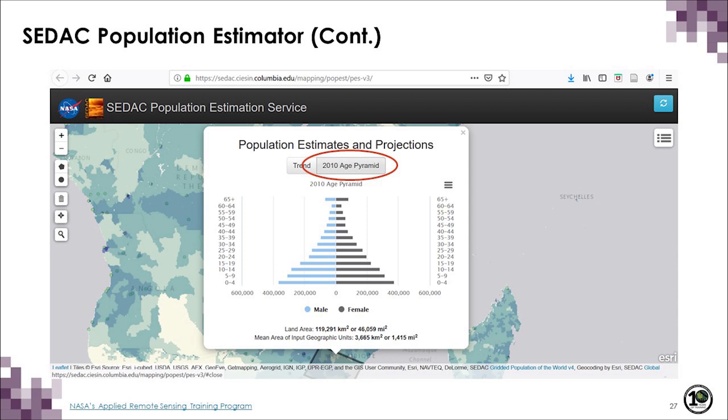And if we click on the 2010 age pyramid tab, we get the distribution of the selected area population by age and sex. Both in the trend and in the age pyramid tab, the menu on the upper right corner of the pop-up window provides options for downloading and printing the underlying tables and the graph.